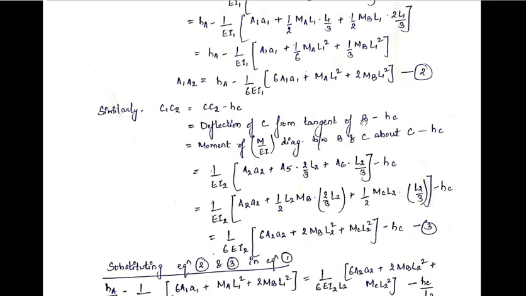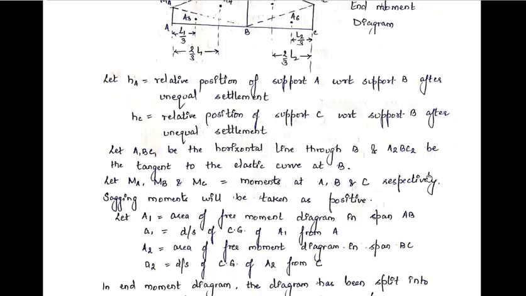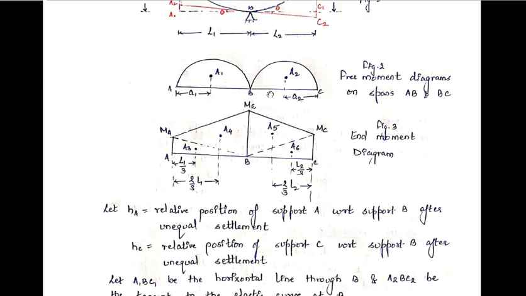Now again applying the moment area theorem, deflection will be equal to the moment of the M by EI diagram between B and C about C, minus HC. Now just use the same procedure that we used in finding the value of A1, A2. So now find the moment of the M by EI diagram between B and C. In the previous case we took the A and B portion. Now we will take the B and C portion. In the B and C portion, first we will look at the free moment diagram. Here the area of the bending moment diagram is A2 and its perpendicular distance from C is small a2. So the bending moment will be capital A2 into small a2.